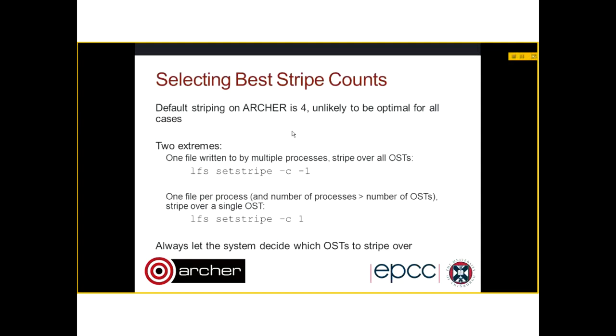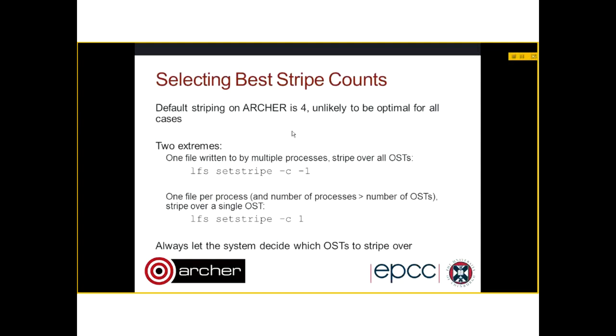Two extremes, really. You could have one file written by multiple processes. So say you have, at the end of your simulation, a restart file of tens of gigabytes, and your application uses something like MPIO or NetCDF with parallel NetCDF. In that case, you want to set the striping to maximum using lfs setstripe -c -1. And that means that the file is spread over all OSTs, you can get maximum parallelism, and you can get maximum bandwidth to and from the file.